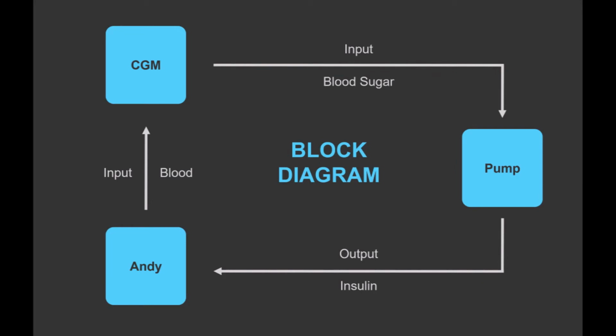This block diagram shows the inputs and outputs of each part of the system. The process starts with Andy, whose blood is inputted into the CGM. The CGM then inputs the blood sugar level into the pump, which outputs insulin back into Andy.